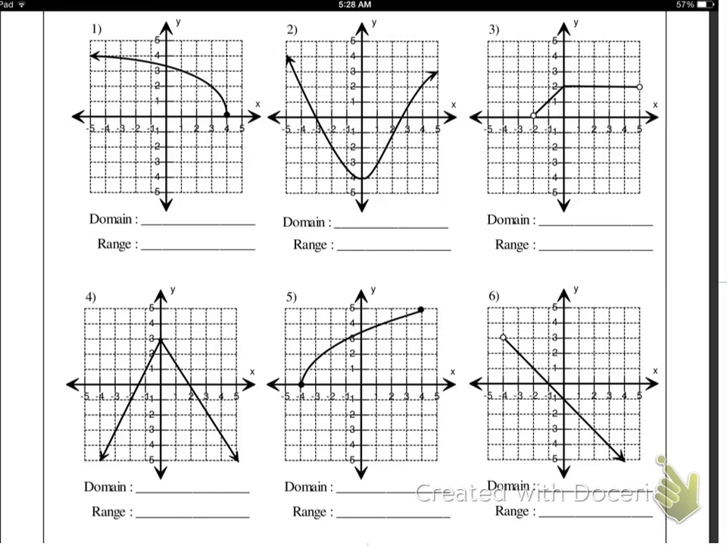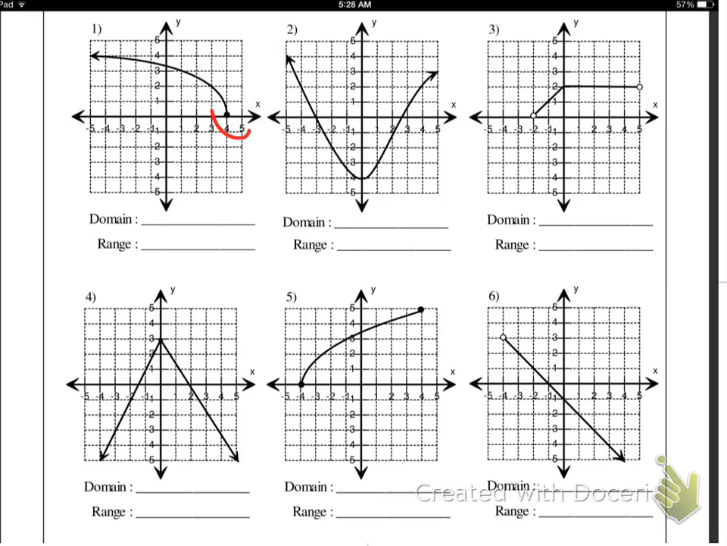Let me identify that right there. And some don't have arrows on the end. That's not an accident. That's not whoever created this not paying attention. That is very specific. The arrow means, you know what the arrow means, going on forever, infinitely in that direction. And a solid point means stopping at that place. So you've got a lot going on.